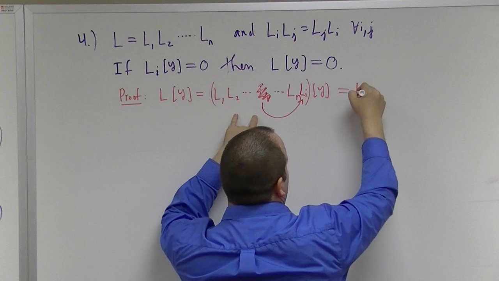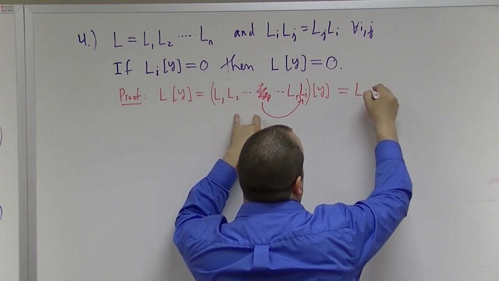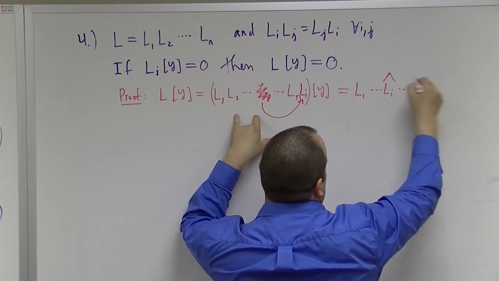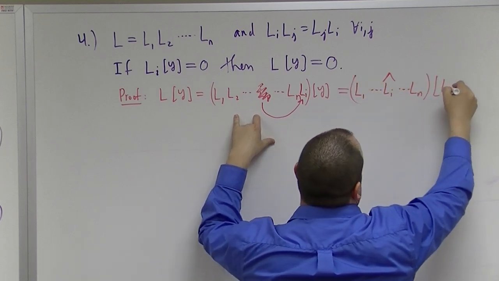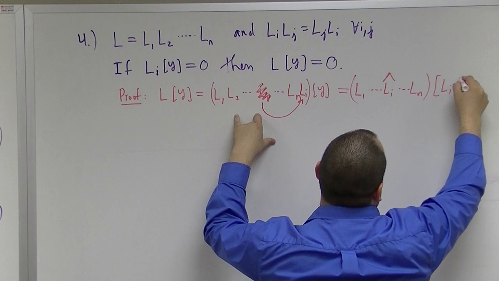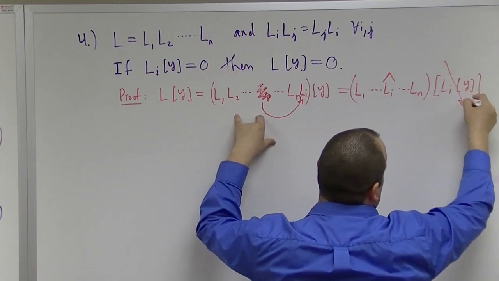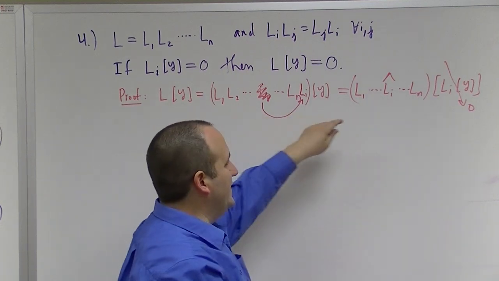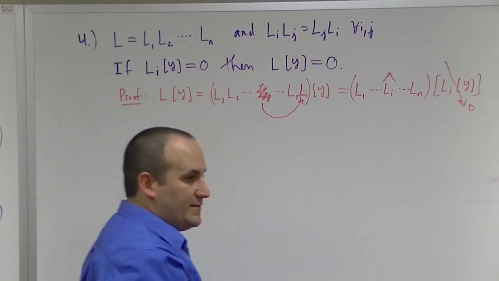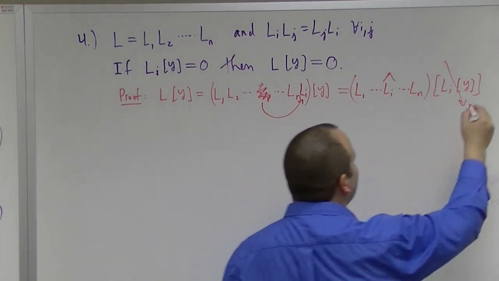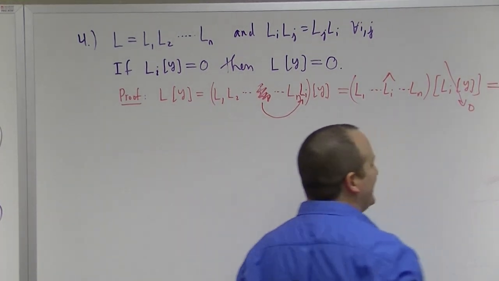And then you've got L1, Li omitted. All of that operating on L sub i acting on Y, right? But we're assuming this is zero. And by the way, the composite of linear operators is a linear operator. What is a linear operator acting on zero? It's zero again, right? So this is equal to zero.